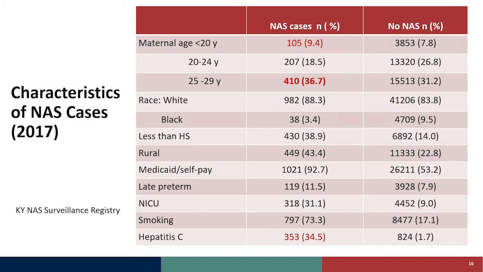Notice too that smoking is very high among mothers who have NAS babies, 73.3% versus only 17.1% among mothers with babies with no NAS. Hepatitis C is on the rise. It is as high as 35% among mothers using drugs, and these babies with NAS are exposed to hepatitis C in 34% of mothers who are positive, and only 1.7% of those babies with no NAS.